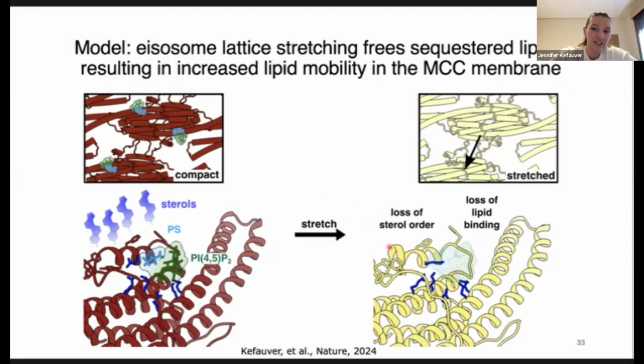When the isosome lattice stretches, this pulls on the amphipathic helix, destabilizing the lipid binding pocket and freeing the bound lipids, presumably causing a change in the fluidity of the membrane beneath the isosome lattice. This could then free the isosome resident proteins to go enact their signaling functions, and perhaps these lipids are serving a signaling role themselves.